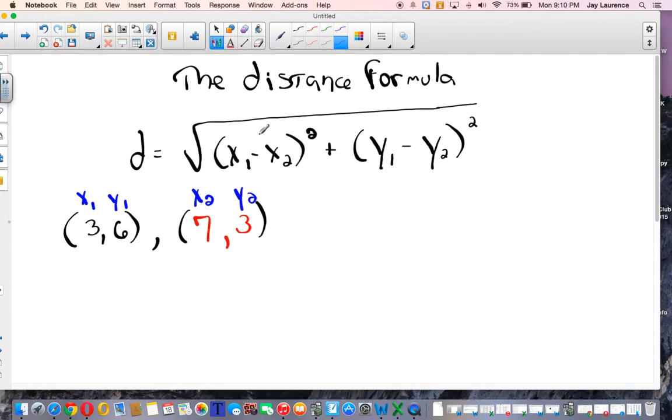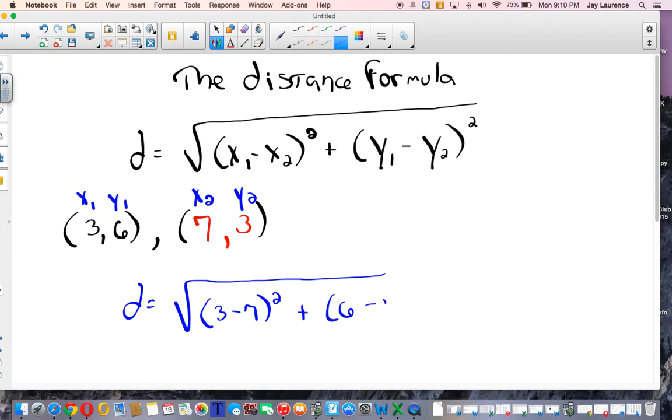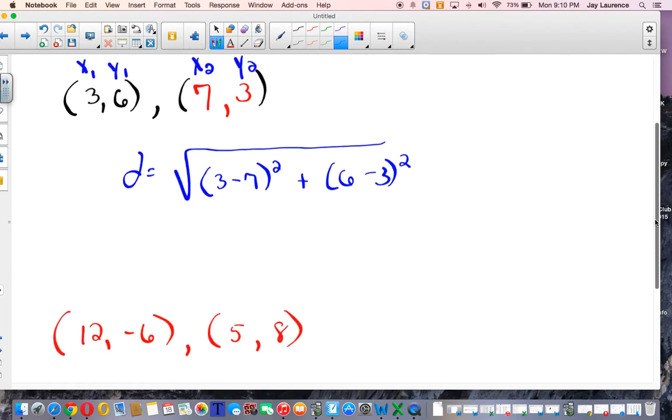You know what a quantity is, you know what subtraction is, you know what exponents are, and you know what a square root is. You know how to do this, even if you've never seen it before. All you have to do is plug in the information. So let's do that. I'm going to take 3 minus 7, and I'm going to square it. And then I'm going to add the difference of 6 and 3 and square that. Add them together and take the square root.